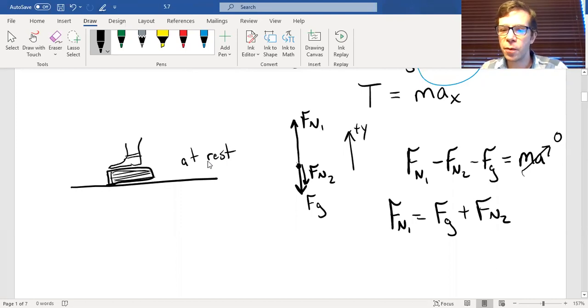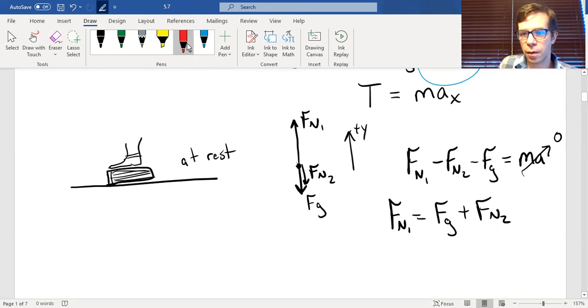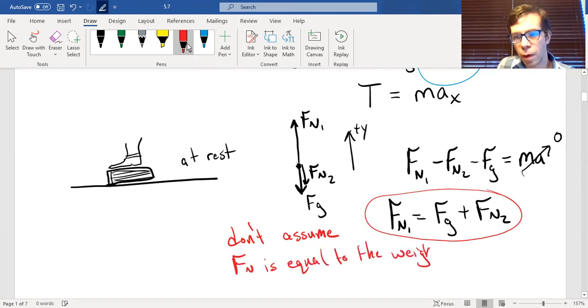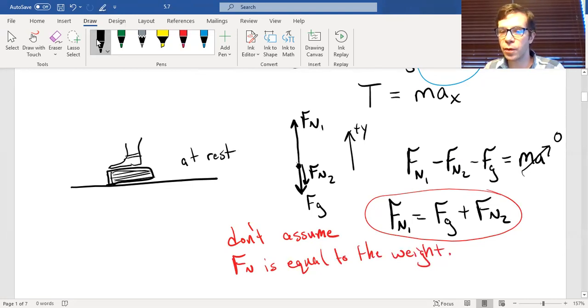And this is very straightforward, but this is just another case of: don't assume the normal force is equal to the weight. This is an example of that, right? The normal force here is not equal to the weight. It's equal to the weight of the book plus whatever force is pushing down on it with the foot.